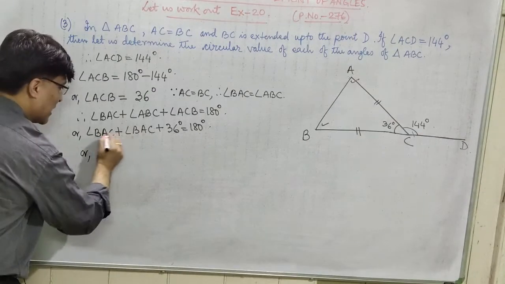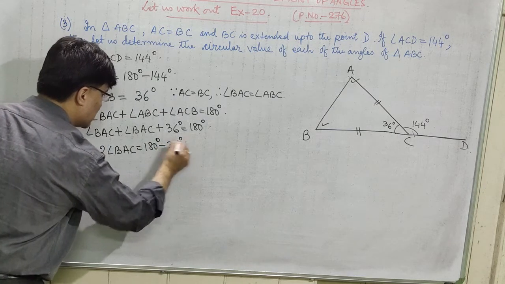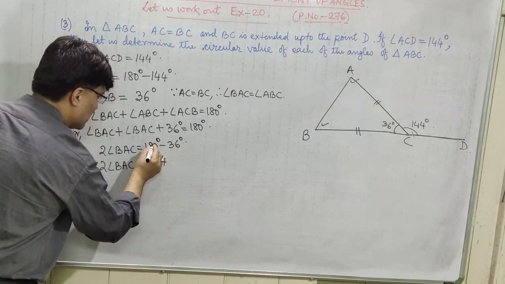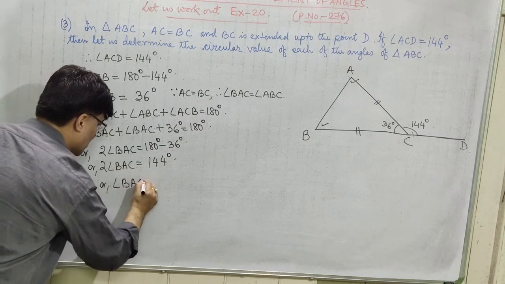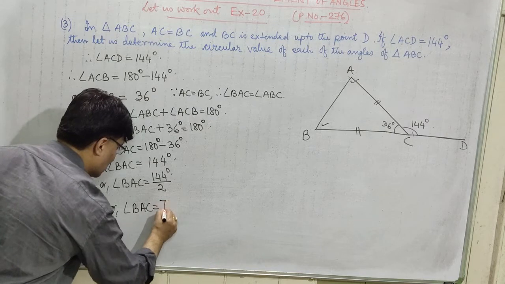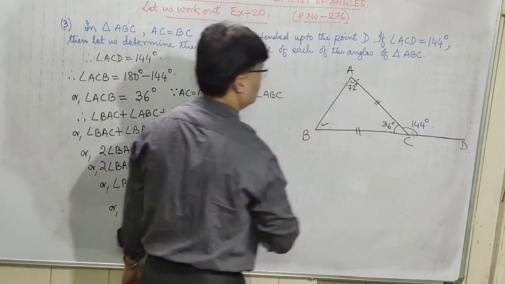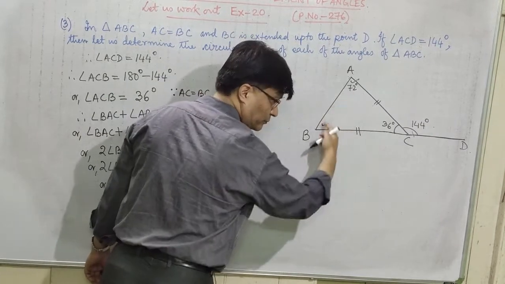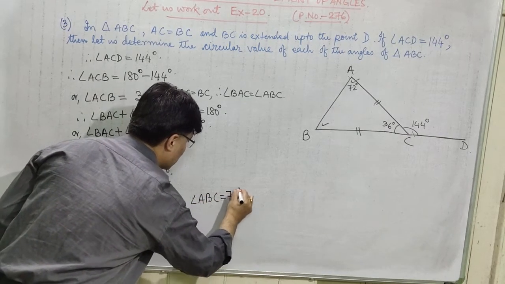So twice angle BAC is equal to 180 degrees minus 36 degrees. Subtracting, 10 minus 6 is 4, 7 minus 3 is 4, this is 144 degrees. So what is angle BAC now? This is 144 degrees divided by 2. Angle BAC is equal to 72 degrees. And also what is angle ABC? Since these two angles are always equal in the case of this isosceles triangle, angle ABC is also 72 degrees.